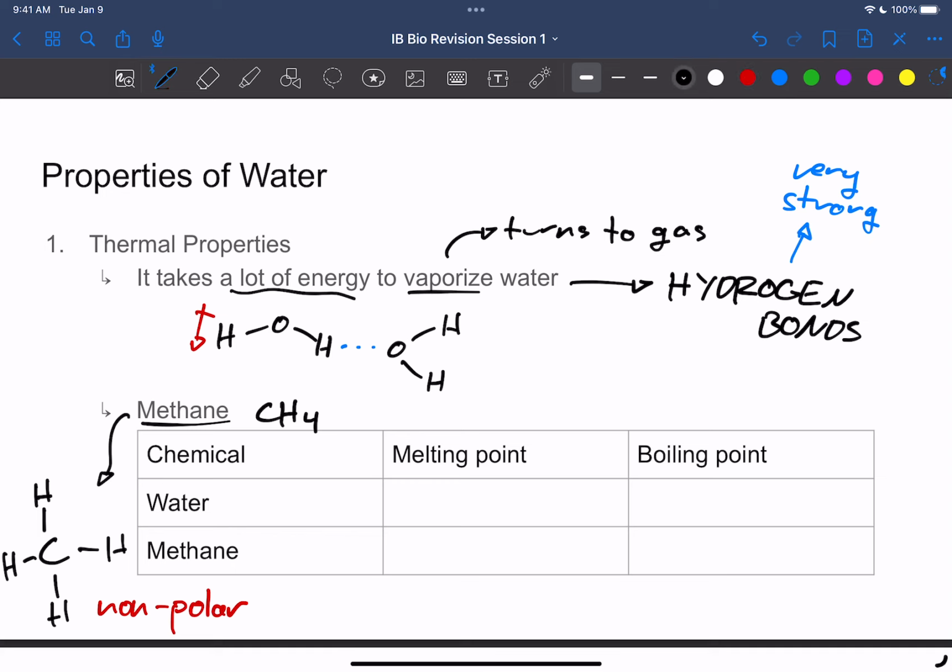Now, if we compare methane to water in terms of its thermal properties, starting with melting point, well, water's melting point, I'm sure we know this, 0 degrees Celsius. And methane is very low, around negative 180 degrees Celsius, somewhere around there. And it's very low because it doesn't take that much energy to separate their bonds, their intermolecular forces, because they're not hydrogen bonds.